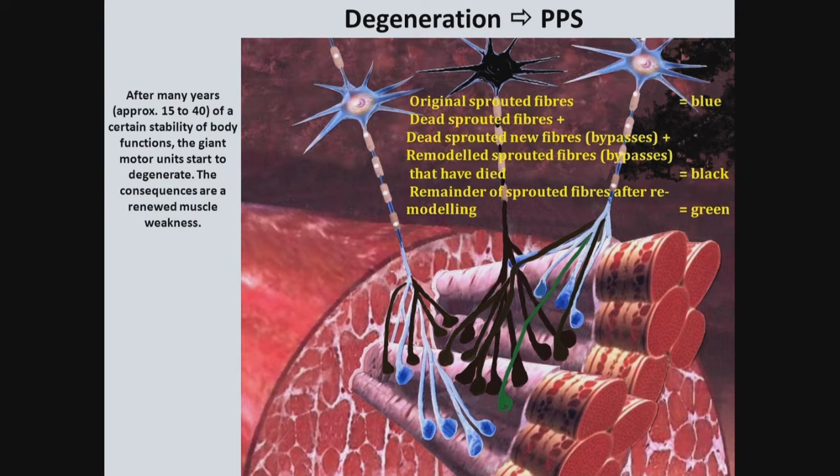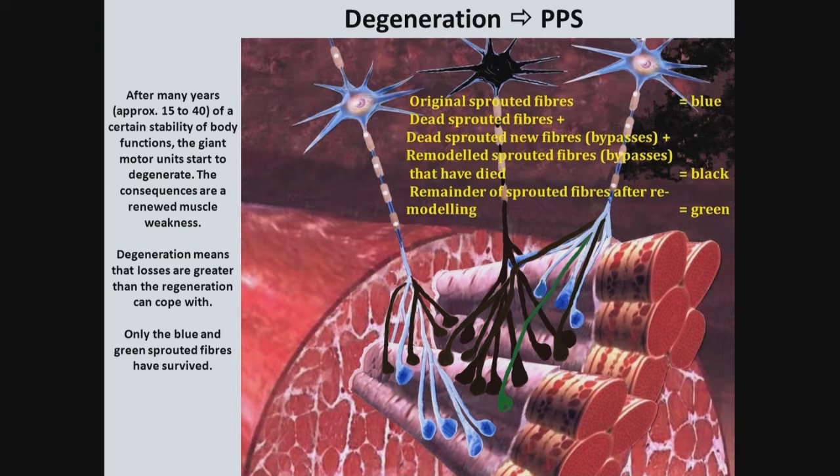Degeneration, PPS. After many years, approximately 15 to 40, of a certain stability of body functions, the giant motor units start to degenerate. The consequences are a renewed muscle weakness. Degeneration means that losses are greater than the regeneration can cope with. Only the blue and green sprouted fibers have survived.